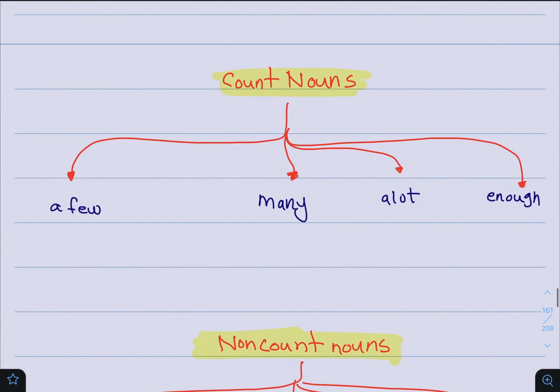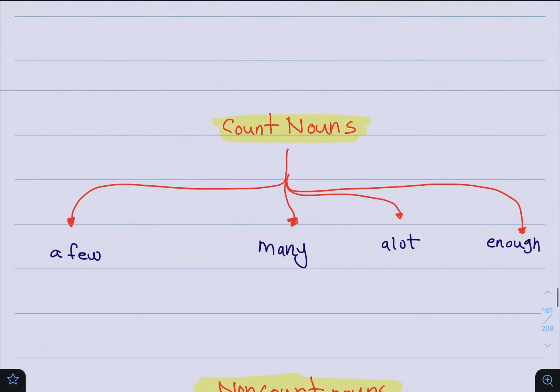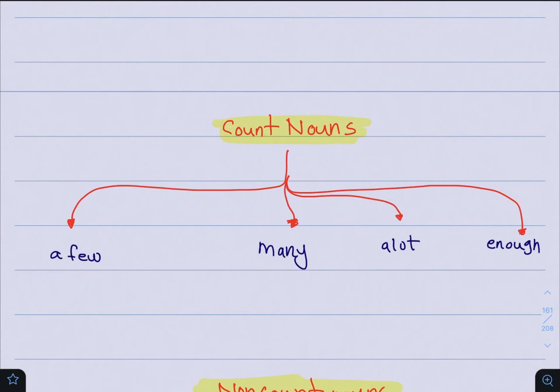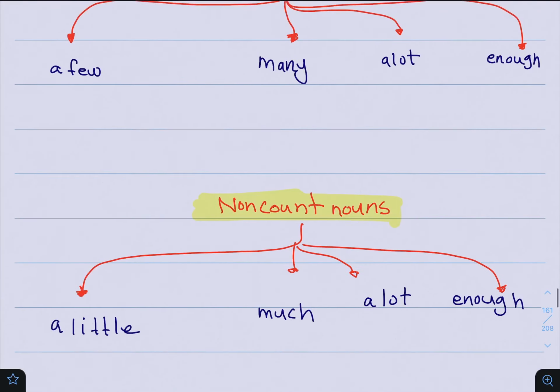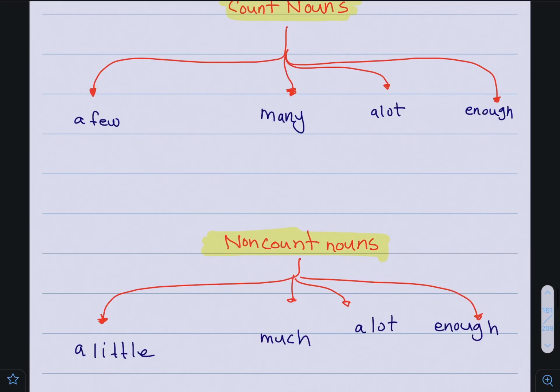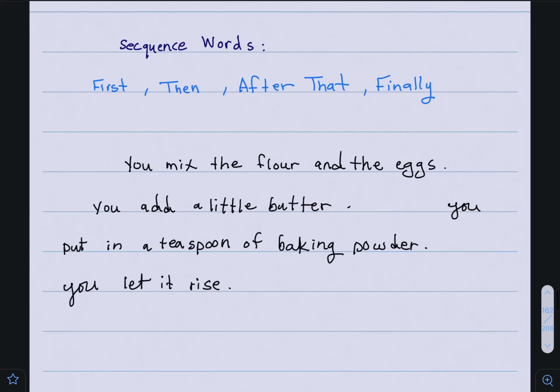Now let's move on to the next thing, but before we move on فقط حبيت أوضح لكم إني أنا هنا لخصت. طبعا count nouns الأسماء المعدودة أستخدم معها a few, many, a lot and enough. بالنسبة non-count nouns أستخدم معها a little, much, a lot and enough. طبعا what do both of these have in common? A lot and enough. يجون مع count non-count.